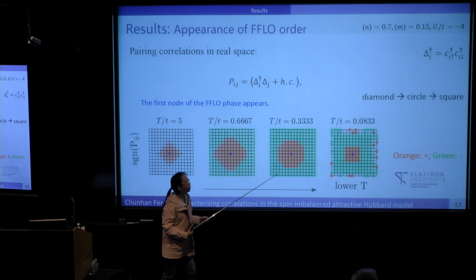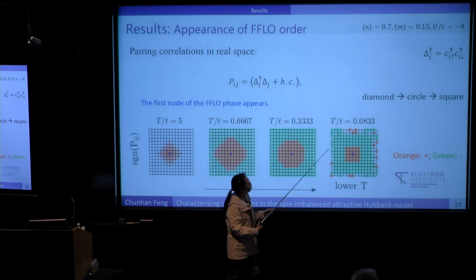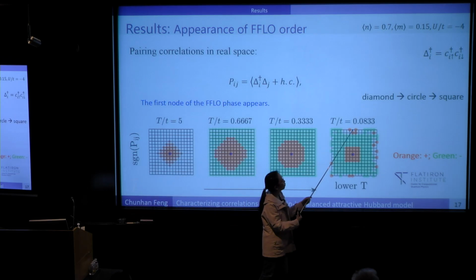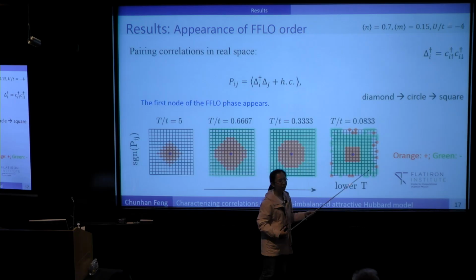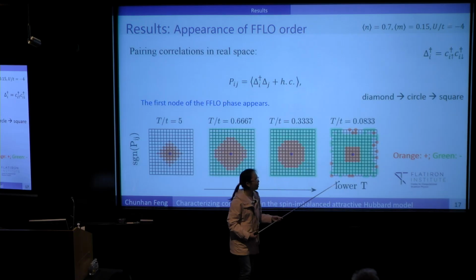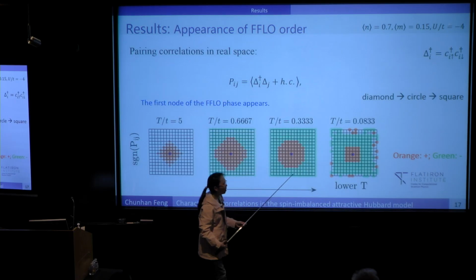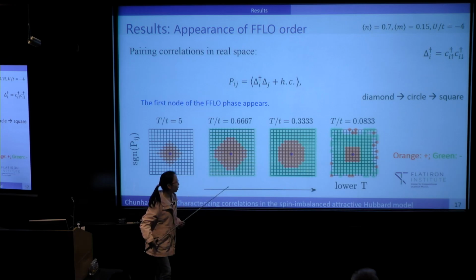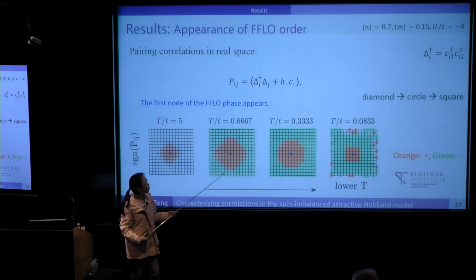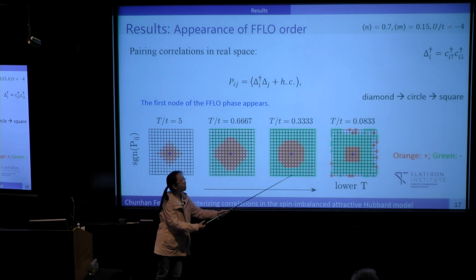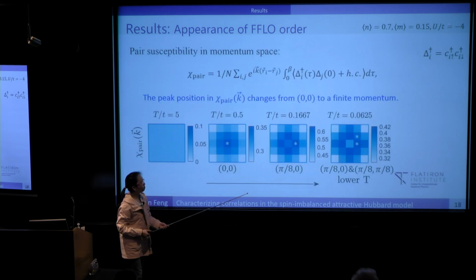And later, when we lower the temperature to T equal to 0.08, we can clearly see on the edges of the lattice, there are also some orange points there. So that indicates the second node of the FFLO order starts to appear. And interestingly, when we lower the temperature, we see a very interesting pattern in the real space. It changes from a diamond to a circle, and then finally to a square.